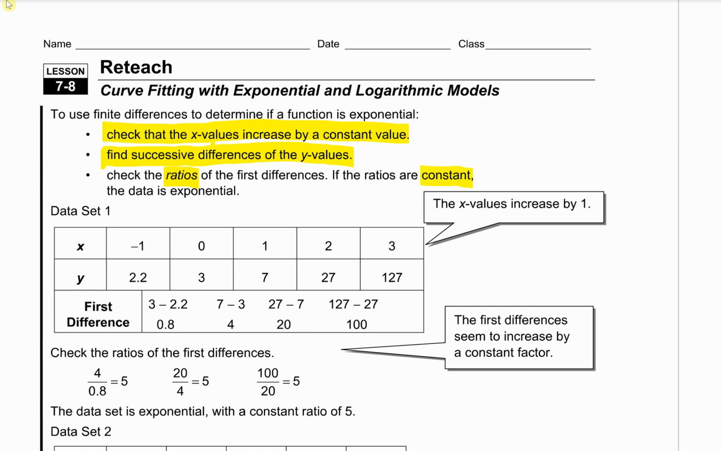So what I mean is, if we look at this example here, the x's are going up at a constant rate. It's just +1, +1, +1, and +1. So then we look at the differences between the y's. 3 minus 2.2, and 7 minus 3, and 27 minus 7, and 127 minus 27. And we get this: 0.8, 4, 20, and 100. If these were all the same, we'd have a linear function. We don't, and they're very far apart still.